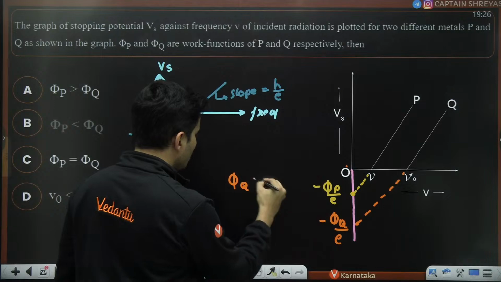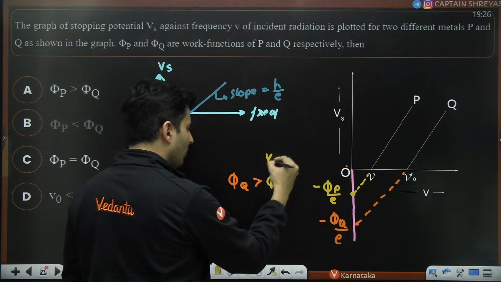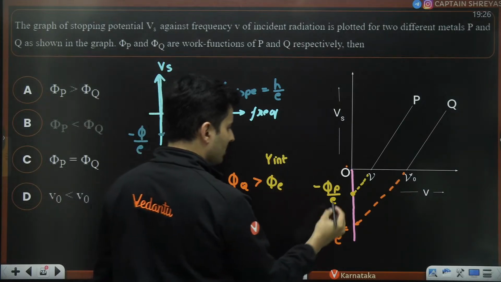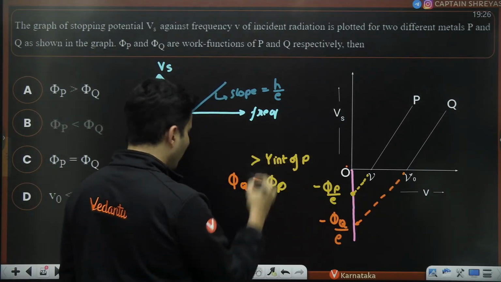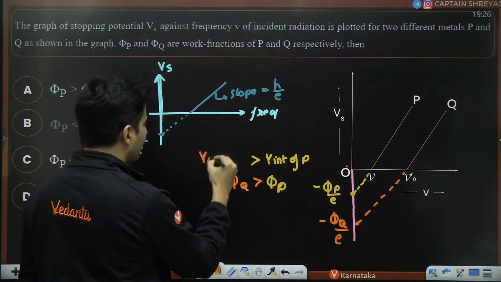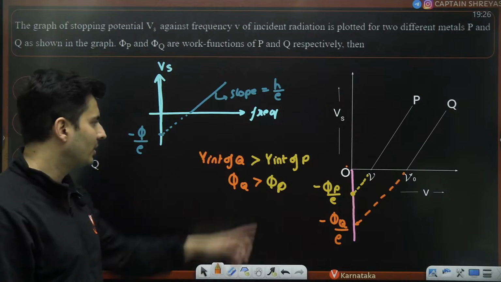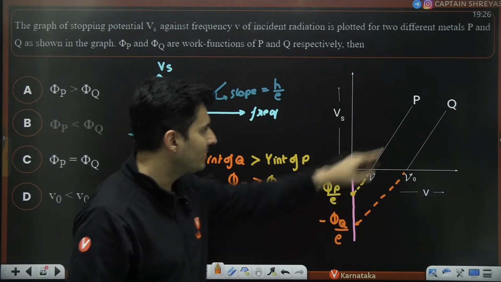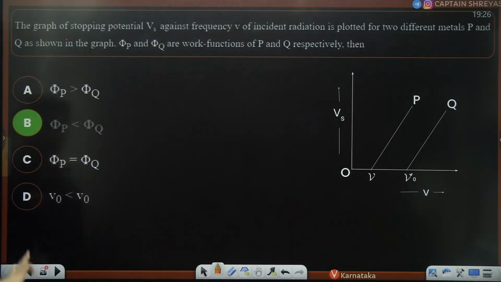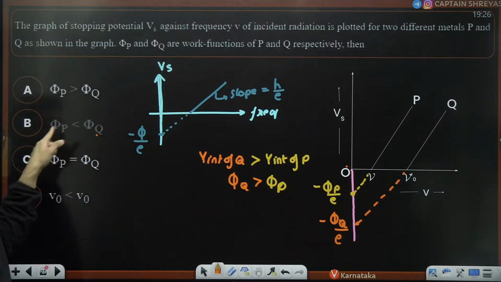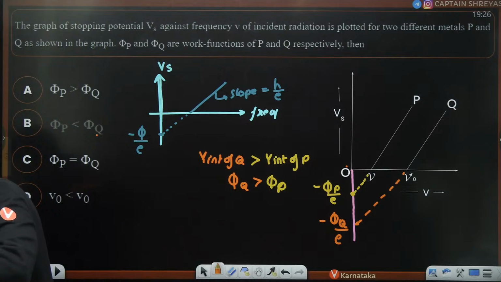So phi q should be more than phi p, because the y-intercept of p is smaller than the y-intercept of the q graph. So p has a smaller intercept, q has a larger intercept, so their work functions will be like this. So this is the correct answer, which is absolutely fine. Phi q is more than phi p. Got it? Awesome, awesome, very good.